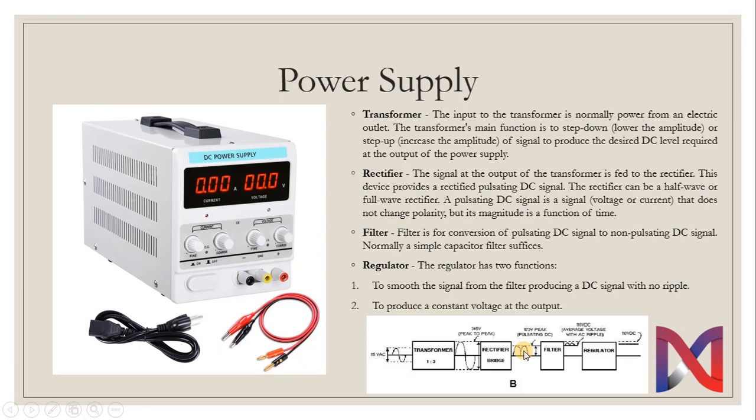However, this is a pulsating DC. This pulsating DC is fed into the filter, which is normally a capacitor, which removes the ripples, and the signal is fed into the regulator, which has a smooth and uniform DC voltage.